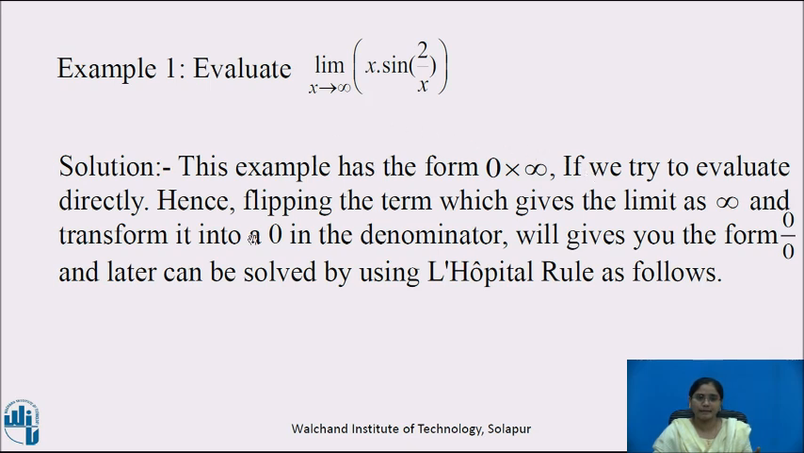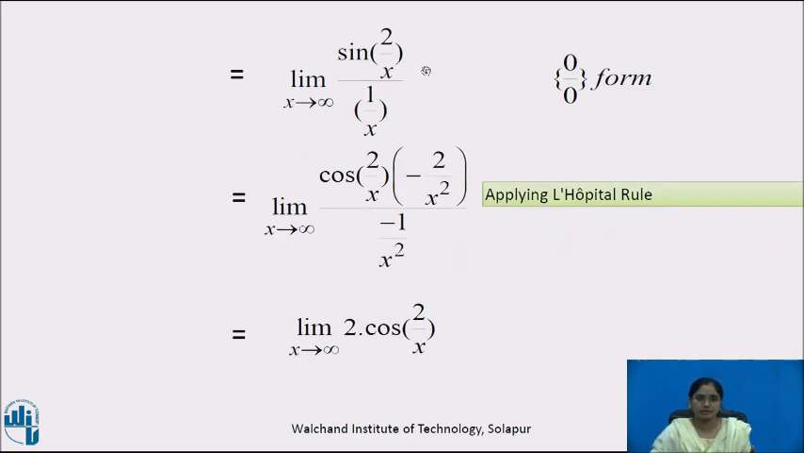So flipping the term which gives the limit as infinity and transforming it to a 0 in the denominator will give you the form 0 by 0. Later it can be solved by using L'Hospital rule as follows. I have flipped the function x as 1 by x, because if you substitute the limit x tends to infinity in x, you get it directly as infinity. You need to flip those functions which give the limit as infinity.